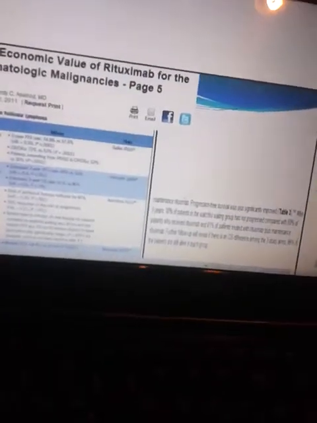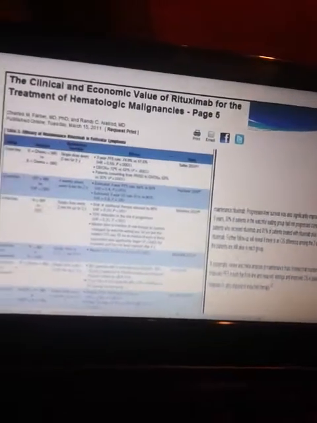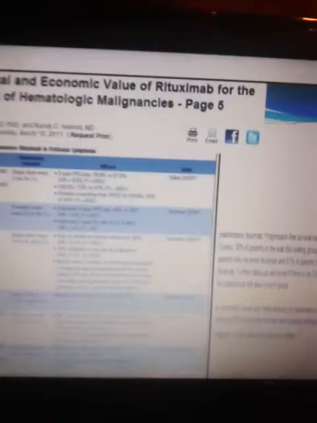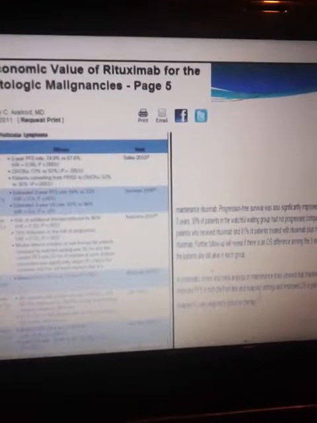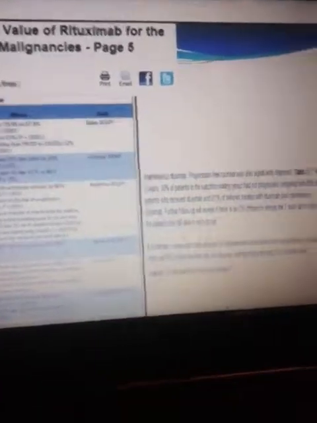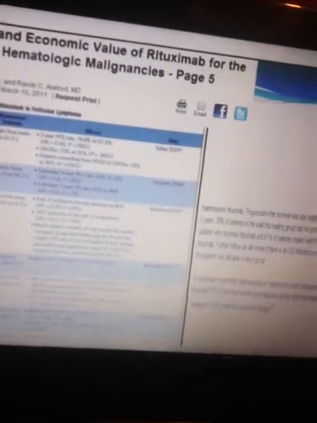On Hodgkin lymphoma. For Hodgkin lymphoma, we can use rituximab with the help of other drugs. This is the combination chemotherapy. The clinical and economic value of rituximab for the treatment of hematologic malignancy. A different table.